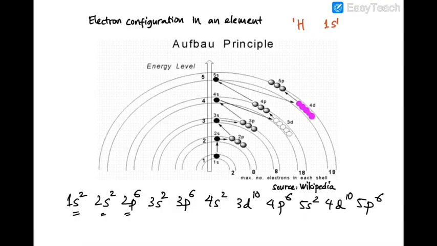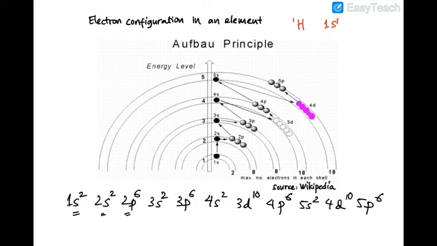Okay. In this figure, you can also see the maximum number of electrons in each shell. The first shell or first energy level has 2 electrons maximum. The second one has 8. Third one has 8 as well. The fourth one has 18, and the fifth one has 18 as well.